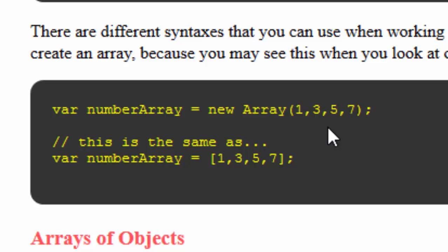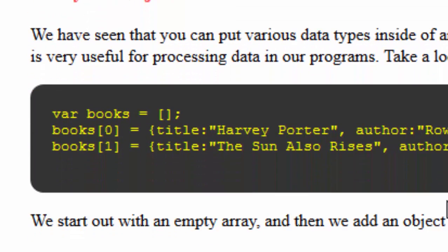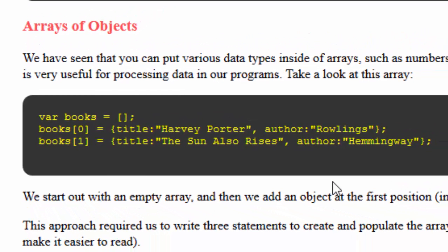Now I don't want to talk about this too much. I just wanted to make you aware that you might see this syntax if you look at other people's code. But we'll stick to our approach. So we'll use brackets for creating our arrays. And finally, one thing I want to point out is I've showed you arrays that store numbers and strings and booleans, but when programming really becomes powerful, we can store objects in arrays.